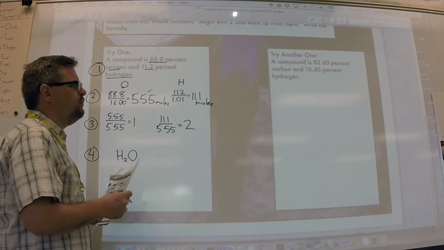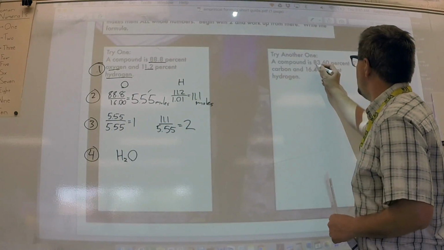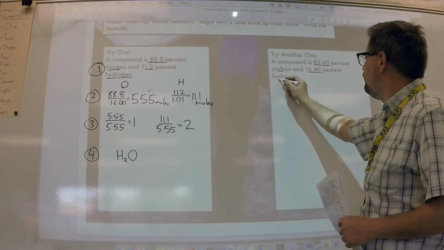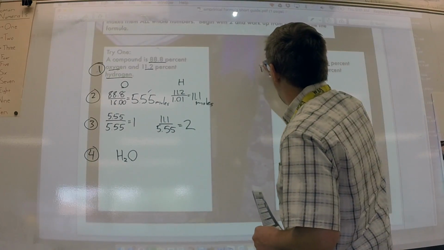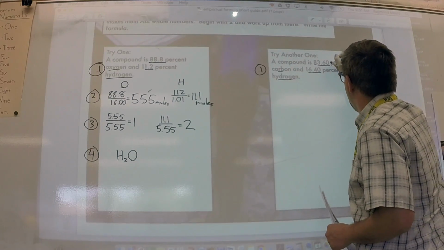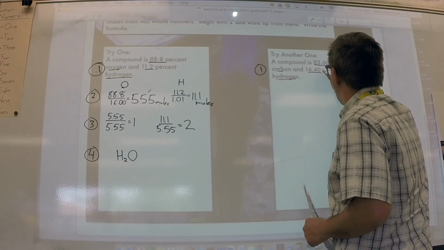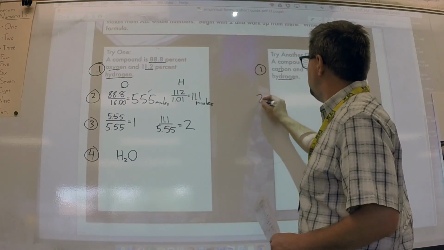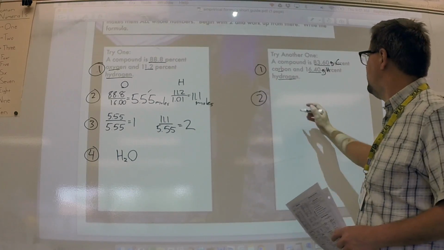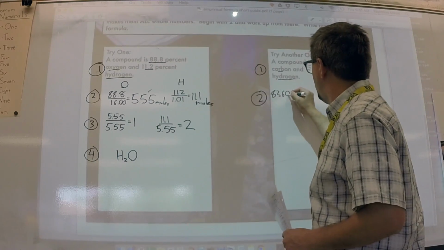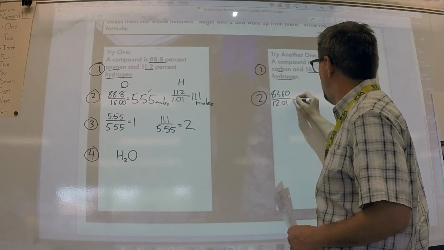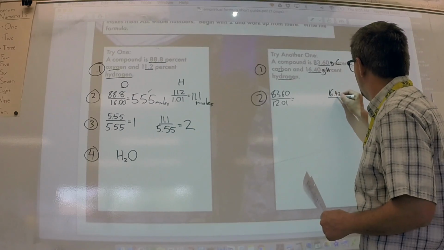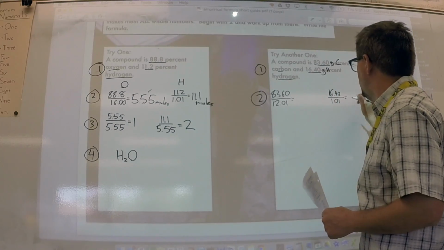Okay, so let's try one more. In the second one, we have 83.60% carbon and 16.40% hydrogen. So that's step one, our amounts. We're just going to pretend that's grams of carbon and that's grams of hydrogen. Now step two, we're going to convert to moles. So 83.60 divided by 12.01 and 16.40 divided by 1.01 for the hydrogen.